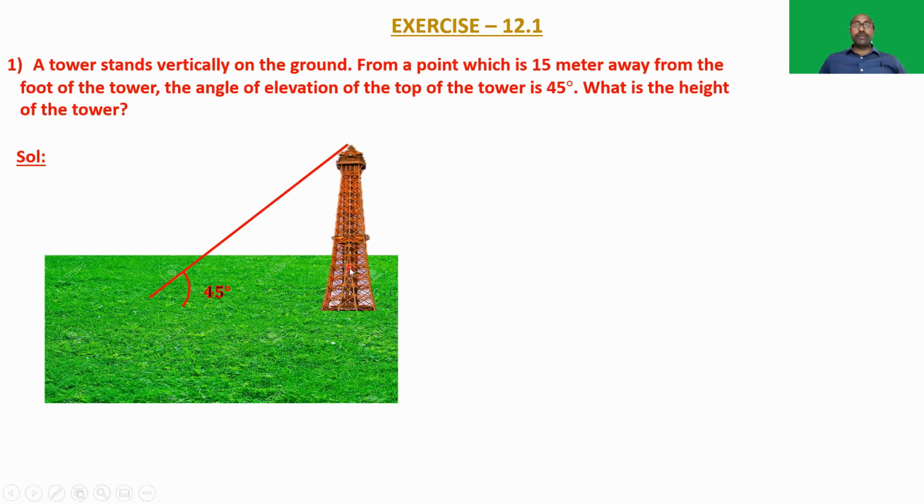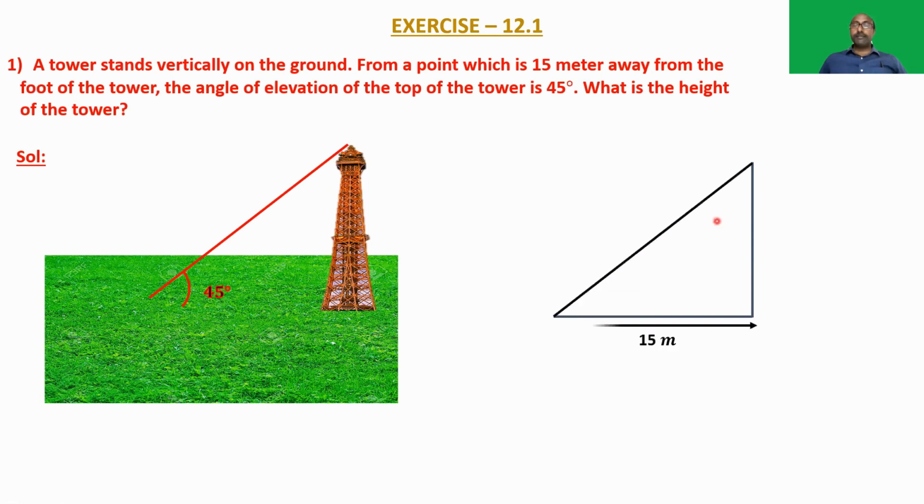So first we have to draw the picture in lines. That is, it is the ground and it is the tower and it is the line of sight, and the measurements are 15 meters. That is, the distance between the observer and the foot of the tower is 15 meters and the angle of elevation is 45 degrees. And here we have A as the point of observation, BC as the height of the tower. We have here 90 degrees. Now, using this picture, we have to find the height of the tower.